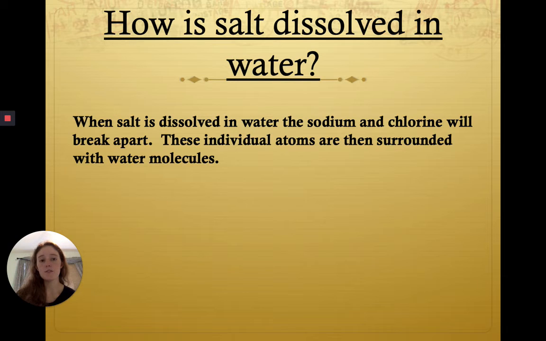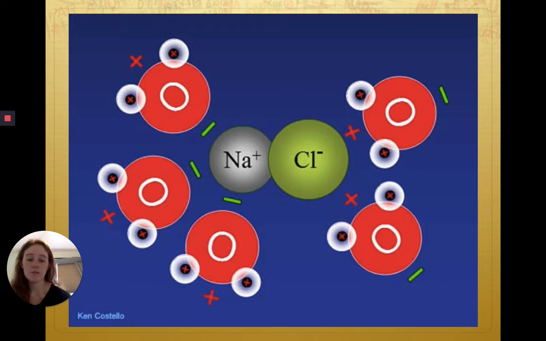So how is salt dissolved in water? Well, when salt is dissolved in water, the sodium and chlorine will just break apart. These individual atoms are then surrounded by water molecules. So think of it like sharks descending on their prey here. We have the salt, and it's just hanging out there. You've thrown it into the glass of water. Maybe you have a sore throat, so you're gargling with salt water. These red ones and white ones, these are all our water molecules.